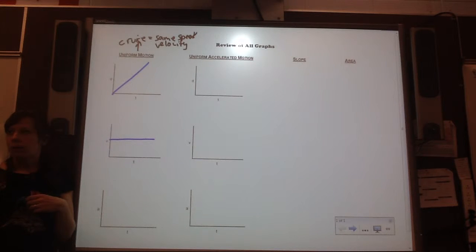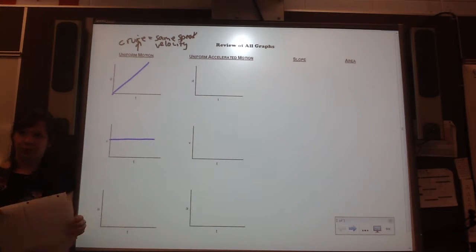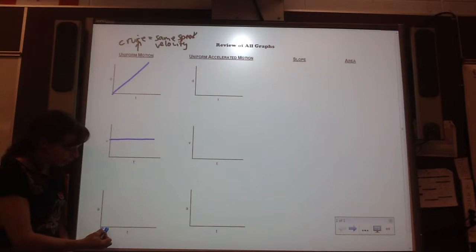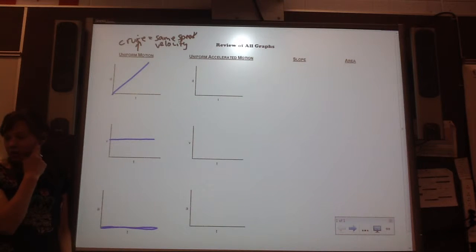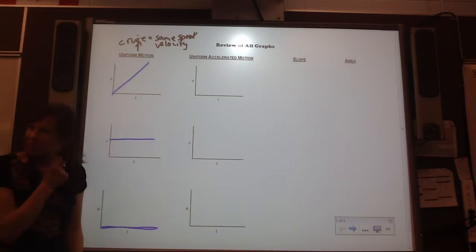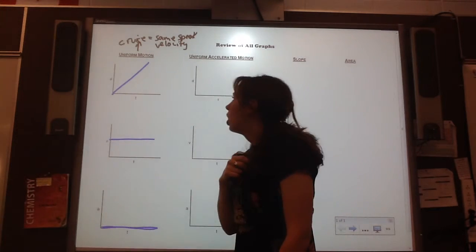What about AT? Now we haven't done AT and we don't have to. The AT graph for this one would actually be a flatliner, because is this object accelerating? No. So its acceleration is 0. It's flatlined. It's hard. Give yourself some time.